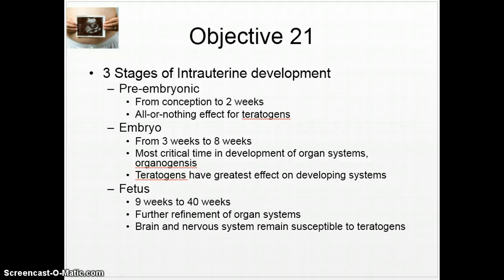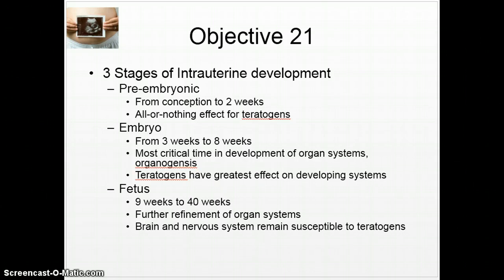If mom takes any teratogenic substances, it has an all or none effect during this time. And that's because there's really no communication between mom and the developing embryo. The embryo is just kind of floating around in the fallopian tube and into the uterus, and there's really no connection. So she may take like a hit of crack cocaine, and it probably won't have any effect on the baby because there is no communication between her and the baby.